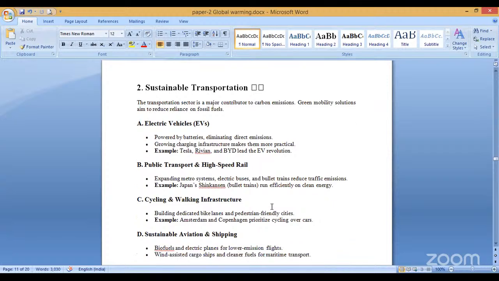Next one is sustainable transportation. The transportation sector is a major contributor to carbon emissions. Green mobility solutions aim to reduce the reliance on fossil fuels. Electric vehicles powered by batteries eliminate direct emissions, and growing charging infrastructure makes them more practical. Example, Tesla, which led the EV revolution. Public transport and high-speed rails: expanding metro systems, electric buses and bullet trains reduce traffic emissions.